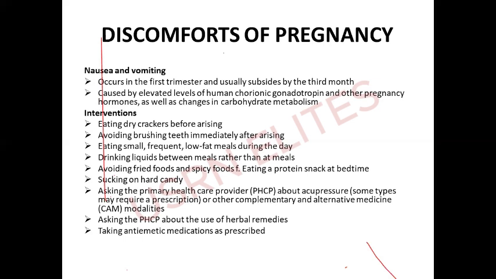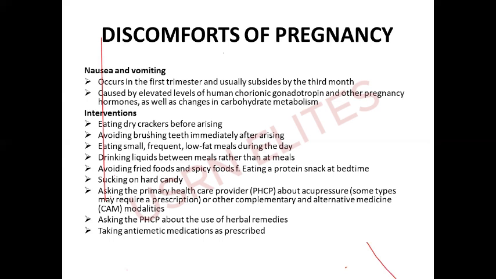They will need to avoid drinking fluids with meals, but rather drink fluid in between meals. So in between meals means that when you eat, you have to wait for some time before you take in the water, to prevent the person from having a full abdomen. Then you also have to make sure that they are avoiding the intake of spicy foods. They will have to take in protein snacks at bedtime. Then they suck on hard candies, because of the nausea and vomiting, sucking on hard candies could also help them.